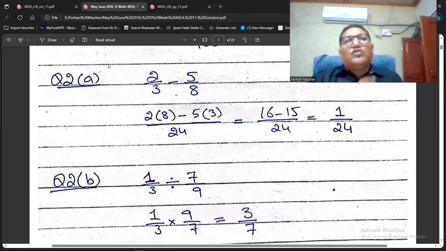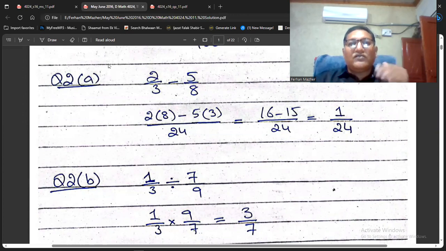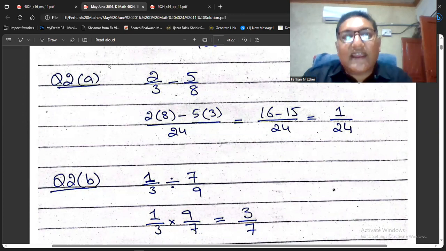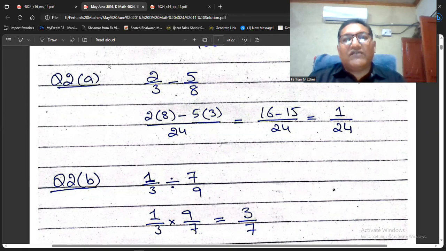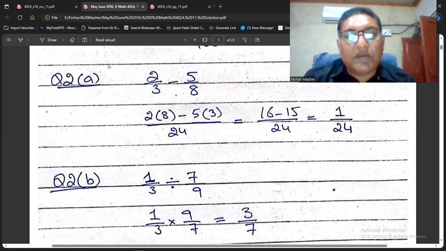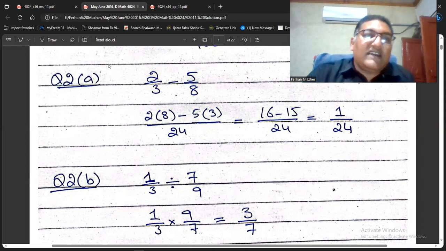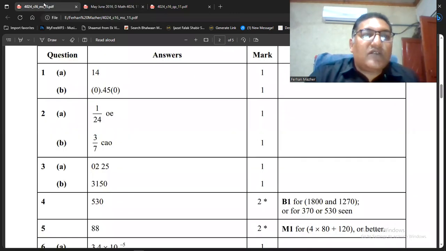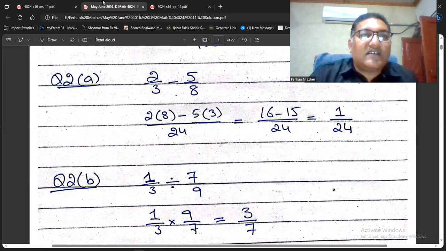Okay, so 24 is the LCM. When you divide 24 by the 3, you get 8. So 8 will multiply with the 2, that will be 16. Then divide the 24 by the 8, you get 3. 3 multiply 5, that will be 15. So 16 minus 15, that will be 1. 1 divided by 24 is the answer. 1 divided by 24 is the right answer, sir. So this is the solution.